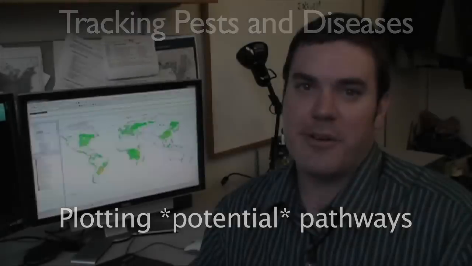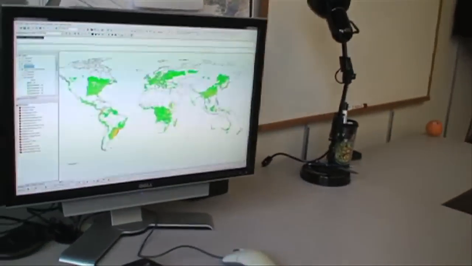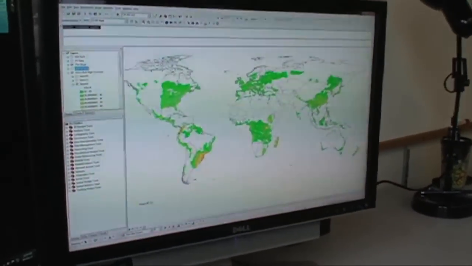My name is Jason Beto. I'm working on HarvestChoice's pest and disease effort. This map is pretty exciting. This map is showing the potential distribution of a wheat pathogen called stem rust.